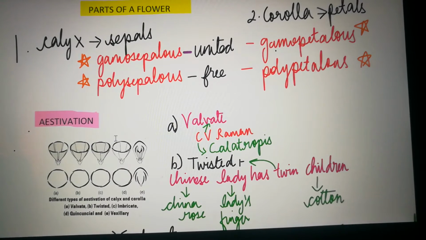Now mnemonics for parts of a flower. As we know, the first whorl is the calyx, and it consists of small units called sepals. When the sepals are fused or united, they are known as gamosepalous, and polysepalous is for free. The second whorl is the corolla. It consists of units called petals, and when they are united it is known as gamopetalous, and when they are free they are known as polypetalous.